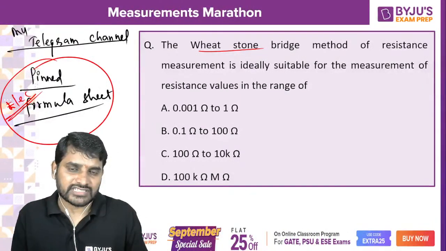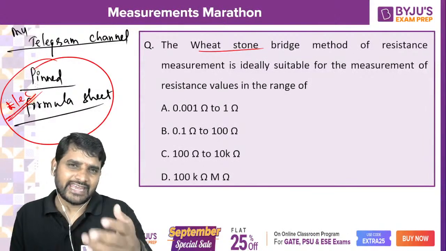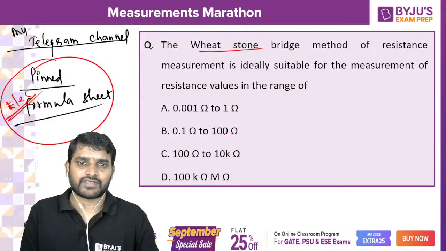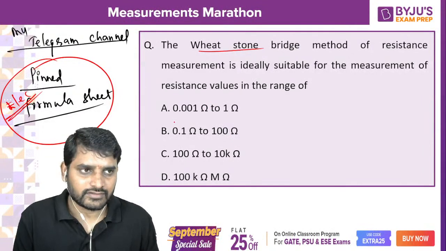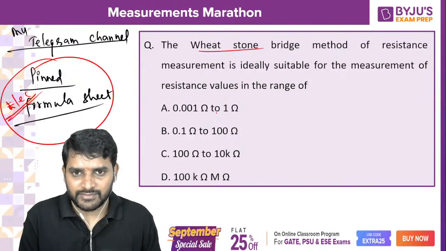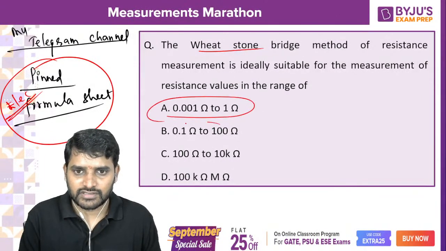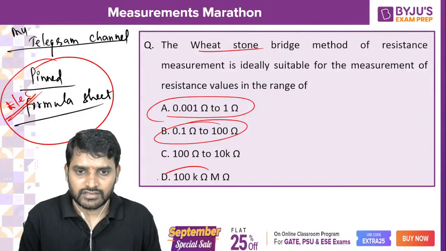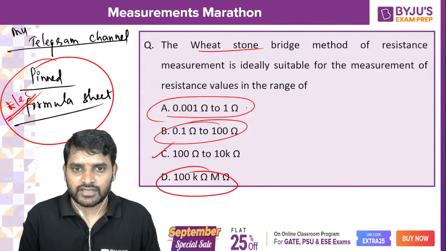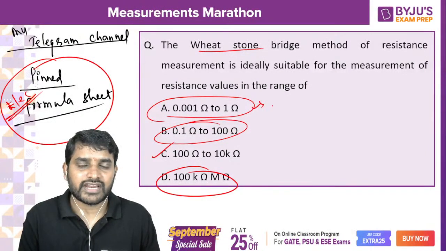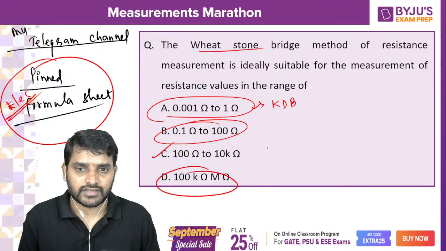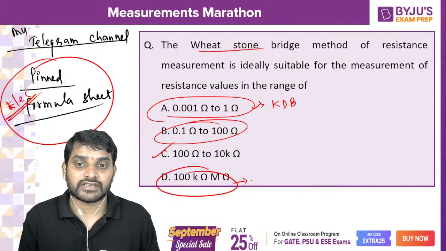Kelvin's bridge for low resistance measurement. Even Carey-Foster bridge is also for medium resistance. Medium resistance is obviously greater than 1 ohm. Not this one, not this one, not this one. So for this one, you can go ahead with the Kelvin's double bridge. For this one, you can go ahead with the loss of charge method or Megger.